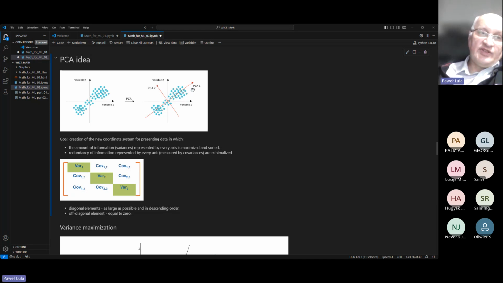So we should remove these axes for which variance is the smallest. Very often we use only the first and the second dimension because it's good for us to use only two coordinates, because then we can present objects as points on two-dimensional graphs.